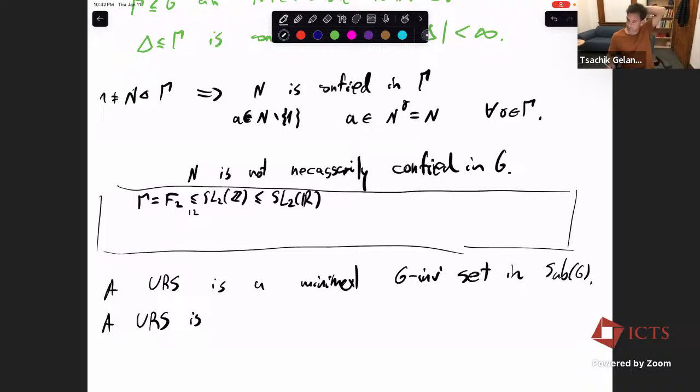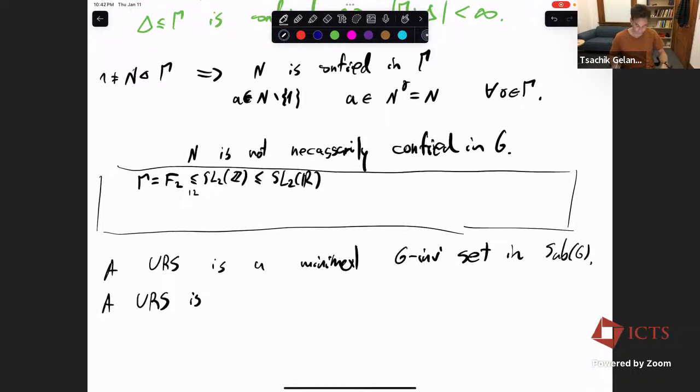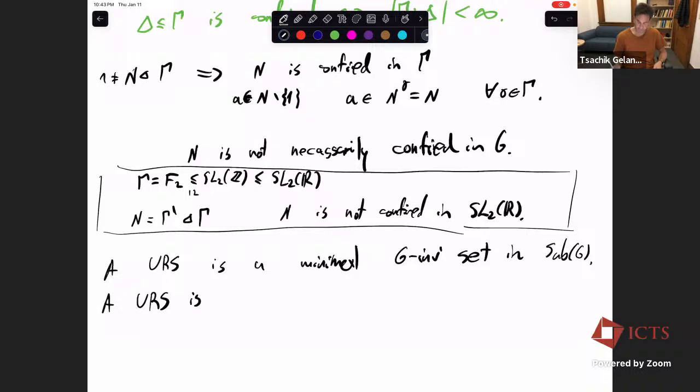So you take gamma to be a torsion-free subgroup of SL2Z, so it's a lattice, and then you take N to be the commutator group. So it's an infinite index subgroup. Of course it is normal in gamma, so it's confined in gamma, but you can show that N is not confined in SL2R.